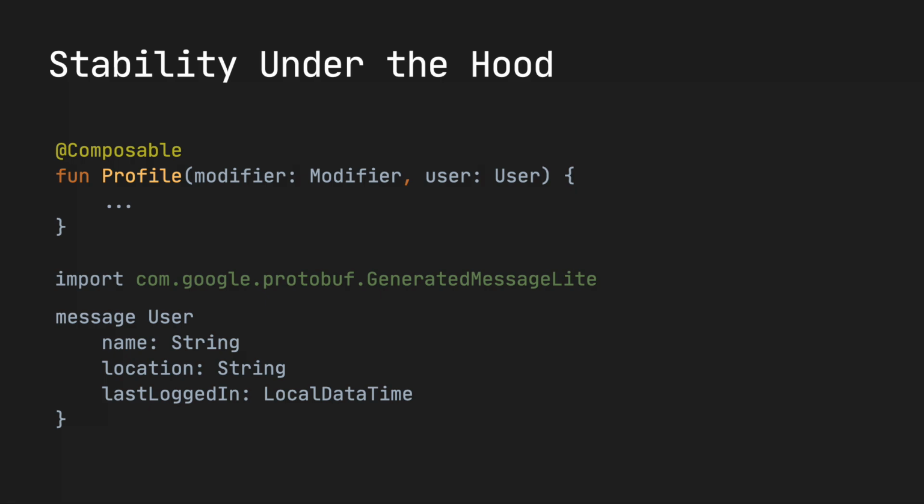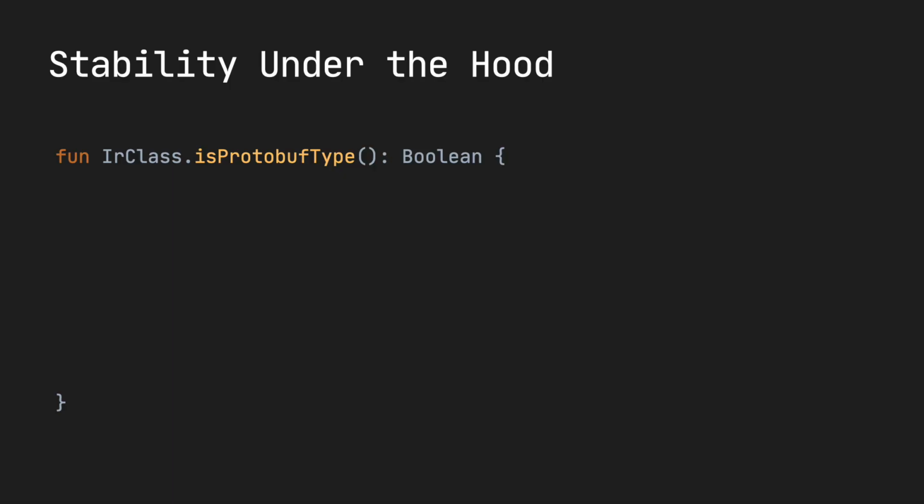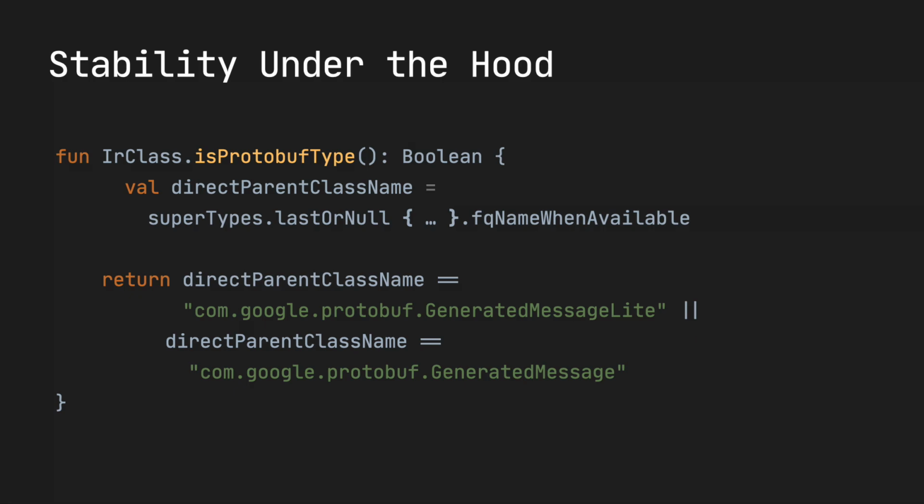For protos, it's also able to mark it as stable, and this was added in this PR in the AOSP, not recently, but a couple of months or years ago. And there's an extension on IrClass type in the compose compiler. It basically is able to check whether the parent class is a generated protobuf, and that's really useful if you're using protos, for example, in your composable function.